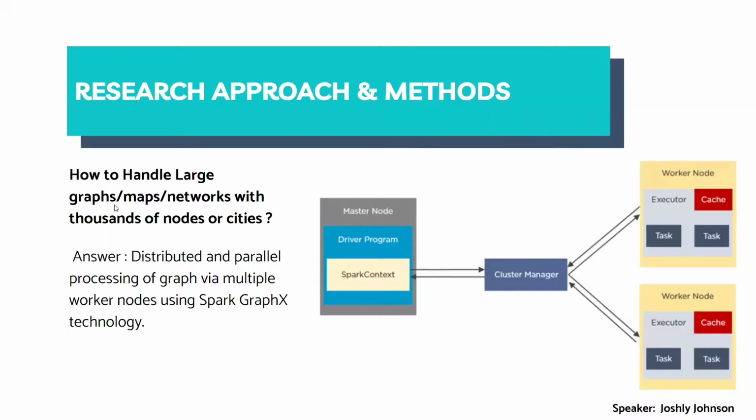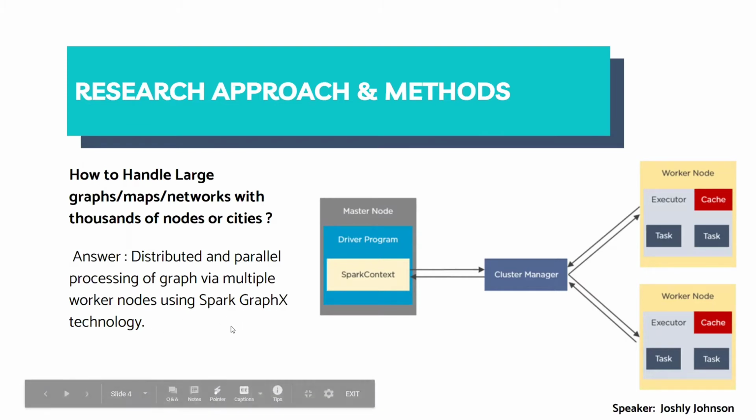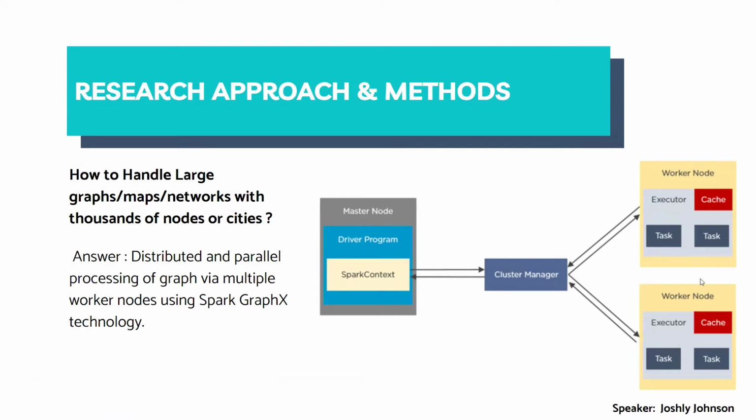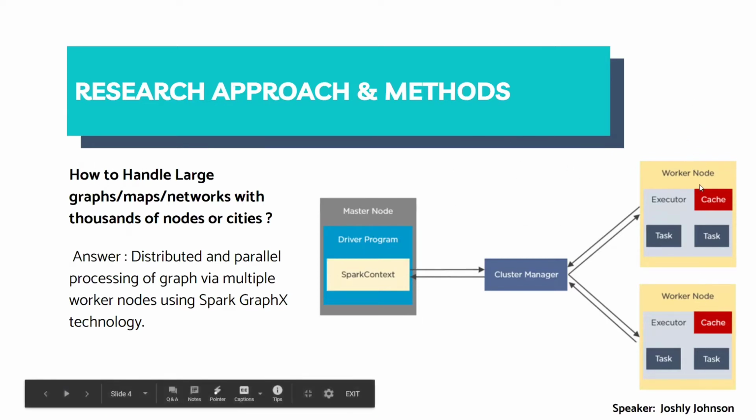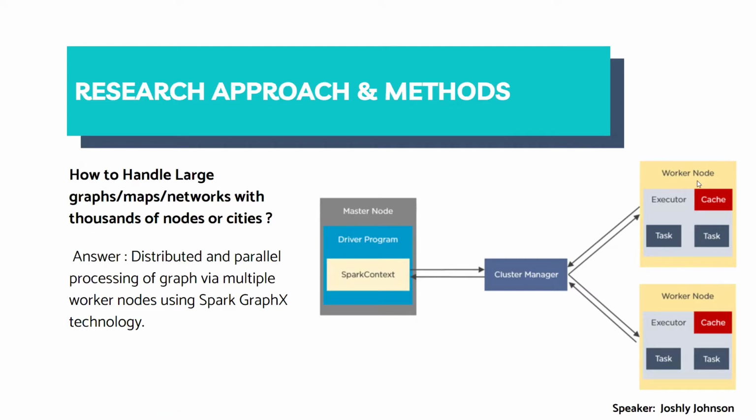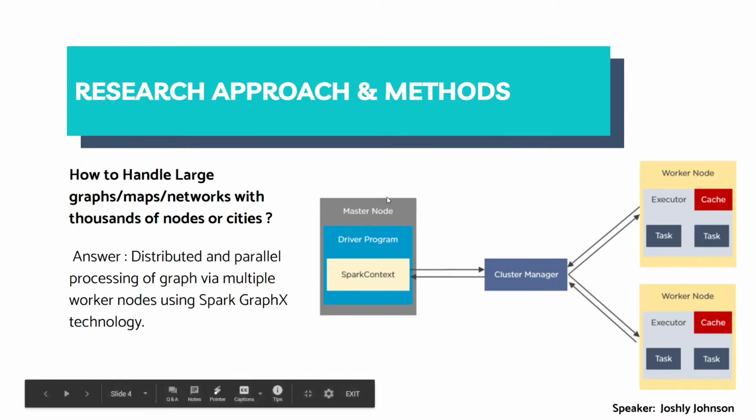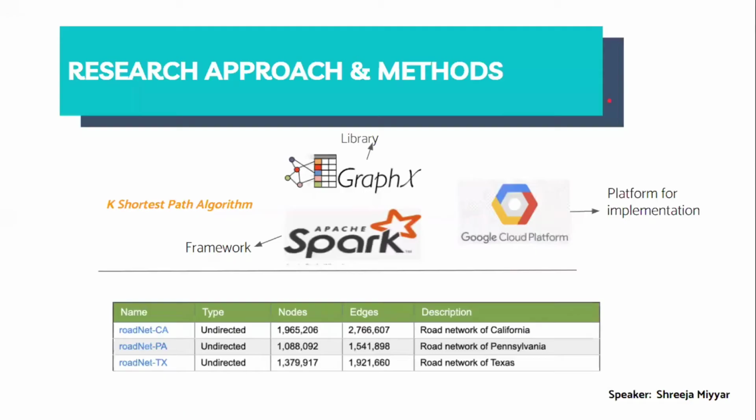How to handle large graphs or maps with thousands of nodes or cities? In our project, we use distributed and parallel processing of the graph via multiple worker nodes using KSPGraphX technology. Here, the large graph is given as input to the master node. This huge graph is divided into smaller subgraphs and given to multiple worker nodes that run in parallel. Each of these worker nodes computes a locally shortest path and gives it back to the master node. The master node reassesses all of these inputs it receives from the worker nodes and gives the user a list of the shortest paths.